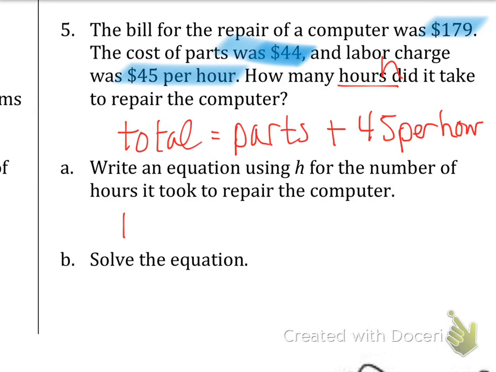So our total is $179. Our parts were $44. Our repair fee is $45 per hour. And our per hour we can just replace with h instead of writing per hour.